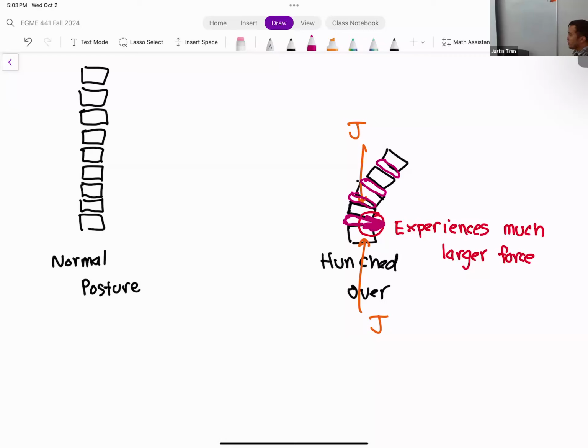All right, so lifting with poor technique is a double whammy. On the one hand, just because you're lifting with poor technique, your spine is experiencing a very large amount of force, but also, because of the posture that you have, that force is not evenly distributed across your vertebrate bones. And so this is what causes a lot of issues with the spine.